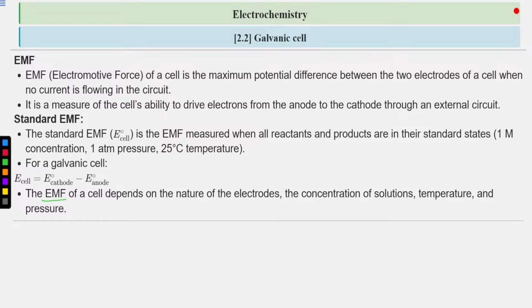The EMF of a cell depends on the nature of electrodes, the concentration of solution, temperature and pressure. These are the factors on which the EMF of the cell depends. First of all, what is the nature of the electrodes? Either it is metal, non-metal, acidic, basic, or reactive, non-reactive. So the EMF of the cell depends upon the nature of electrodes, the concentration of the solutions we are using for the cell, the temperature at which the reaction goes on in our cell, and the pressure which we are applying.